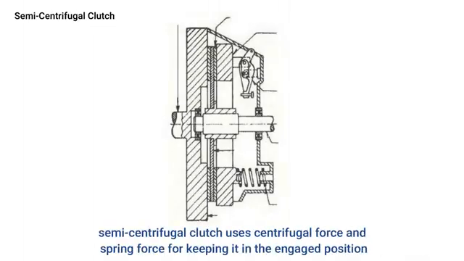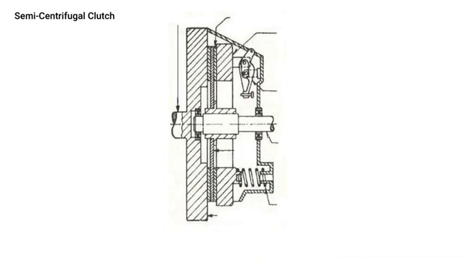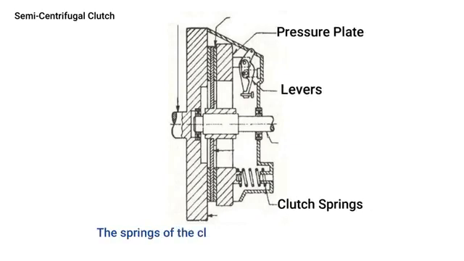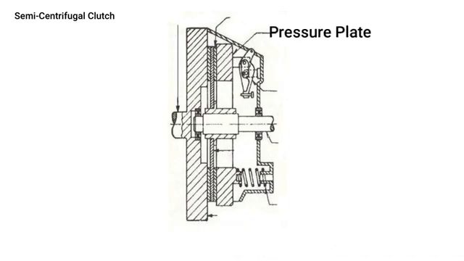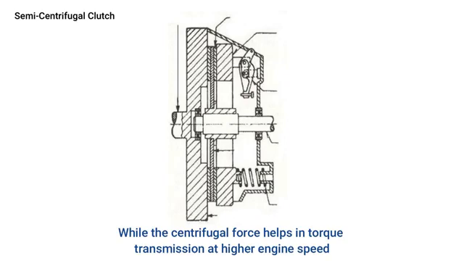Semi-centrifugal clutch. The semi-centrifugal clutch uses centrifugal force and spring force for keeping it in the engaged position. It has levers and clutch springs which are arranged equally on the pressure plate. The springs of the clutch are designed to transmit the torque at normal engine speed, while the centrifugal force helps in torque transmission at higher engine speed.